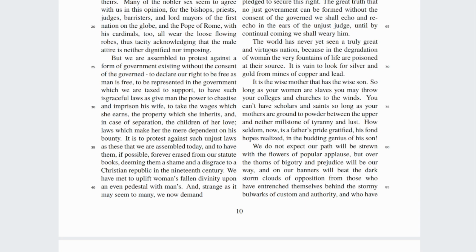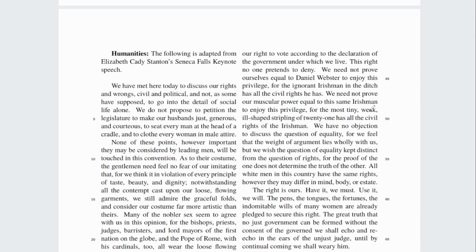It is to protest against such unjust laws as these that we are assembled today, and to have them, if possible, forever erased from our statute books, deeming them a shame and a disgrace to a Christian republic in the 19th century. We have met to uplift woman's fallen dignity upon an even pedestal with man's, and, strange as it may seem to many, we now demand our right to vote according to the declaration of the government under which we live. This right no one pretends to deny.